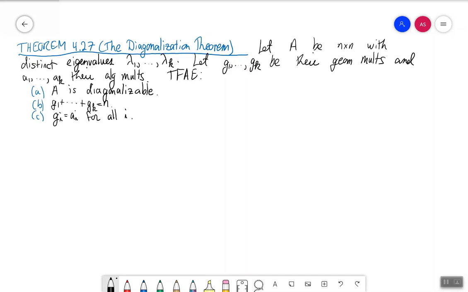theorem! The diagonalization theorem. Let A be n by n with distinct eigenvalues lambda 1 through lambda k. Let g1 through gk be their geometric multiplicities, and a1 through ak their algebraic multiplicities. The following are equivalent. A is diagonalizable, g1 plus dot dot dot plus gk is n, and gi is ai for all i.